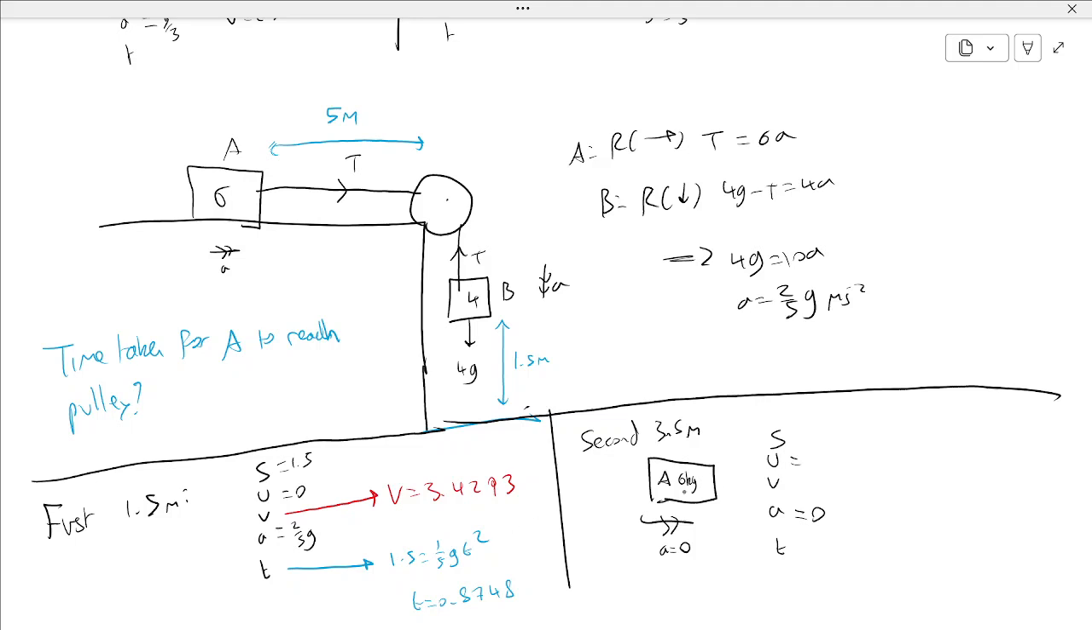Okay, initial velocity u is the v from before, 3.4293. And it's traveling another 3.5 meters. I'm interested in how long that takes. Well, again, I'll do s equals ut plus 1/2 at squared. a is 0, so just s is ut, or 3.5 equals 3.4293 t. t equals 1 point something, right? 1.021.